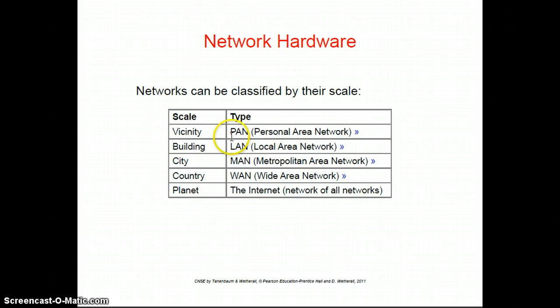You have a personal area network, which is a very limited network. You have a local area network, which we call an enterprise network inside the company. Then MAN, which is metropolitan area network, which we call intercity. Then WAN, which is wide area network, and then we come at the end to the internet, which is a network of networks.